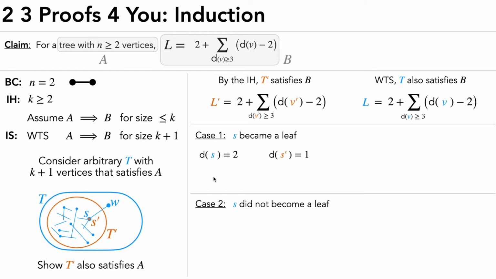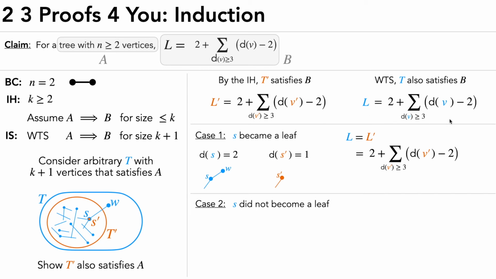Visually, that means the graph looked something like this, where S was connected to W and one other thing. We know S is connected to W by definition, and since its degree is 2, it was only connected to one other thing. After we removed W, the graph looked something like this, so the degree of S prime was equal to 1. Note what just happened. We lost a leaf in W, but S became a leaf, so we gained a leaf back. So overall, the number of leaves doesn't change. L is equal to L prime. So we can just plug in what we know for L prime and say that's what L is.